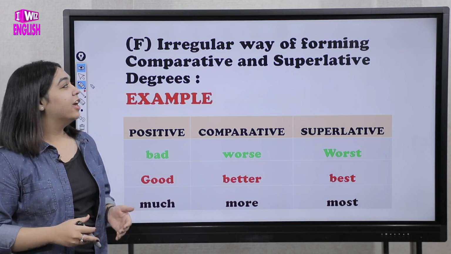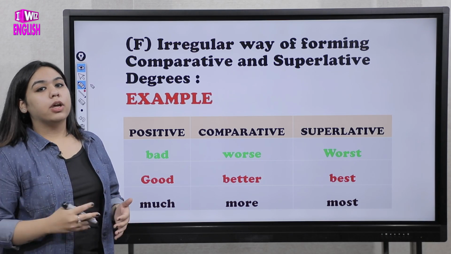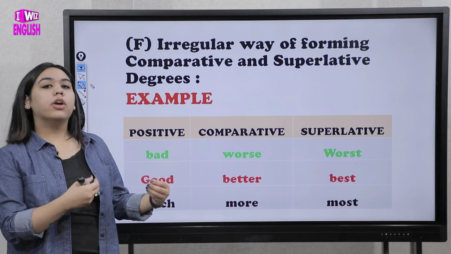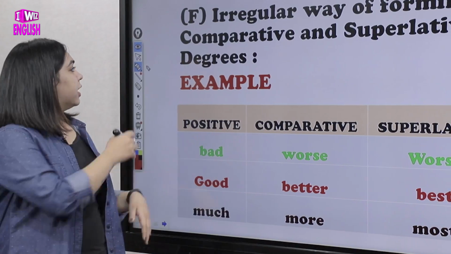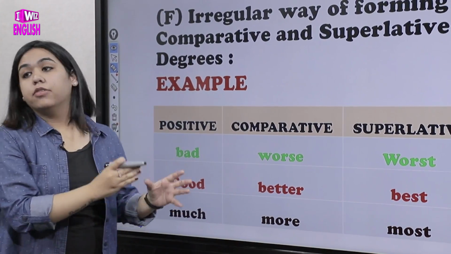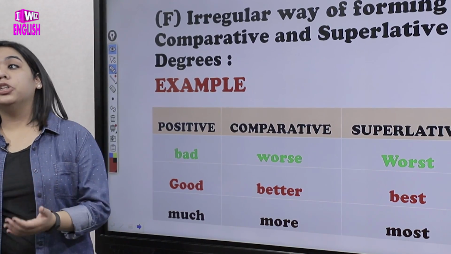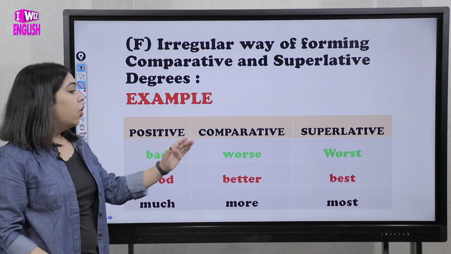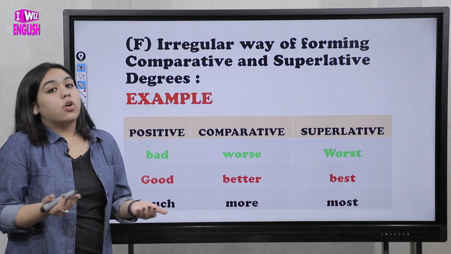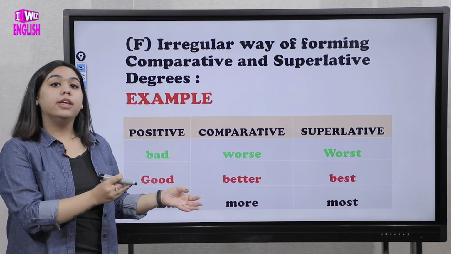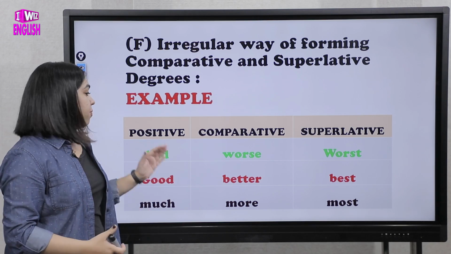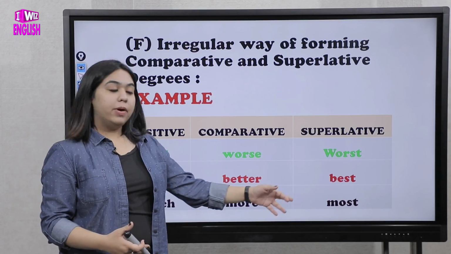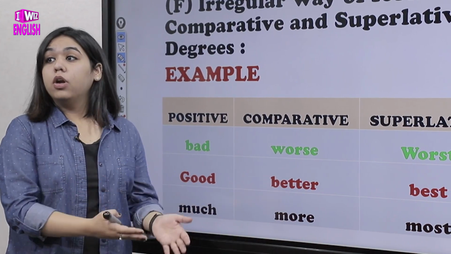And that is the irregular way of forming comparative and superlative degree. Why does it say irregular way? The reason is, generally we add ER or EST or more or most. Now in some cases, the comparative and superlative degree gets completely changed. How? See, these words are totally different. Bad, worse and worst. They are not related at all. You are not adding ER, EST, more or most. So bad, worse and worst. Good, better, best. So much, more, most.